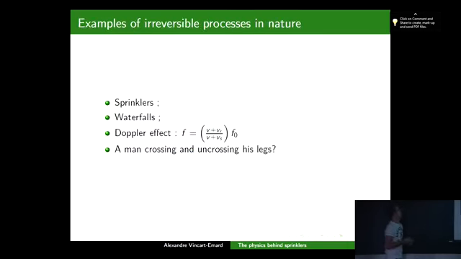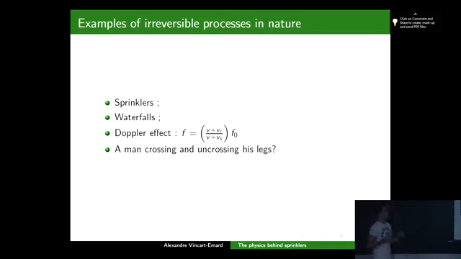I'll give you first a few examples of irreversible processes in nature. Well, sprinklers, like I just explained, there's also waterfalls. So if you film a waterfall and watch it in reverse, there's something wrong about having water just flow up.